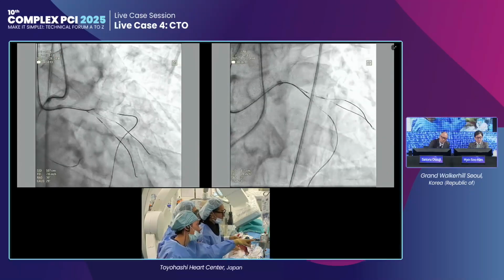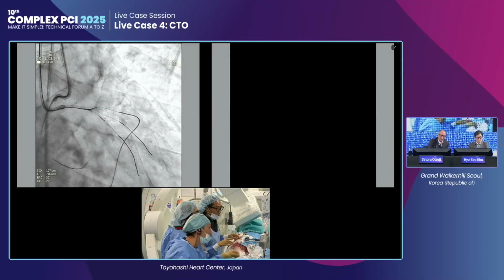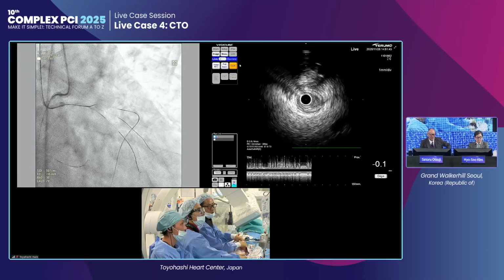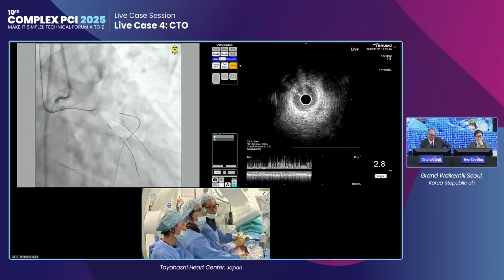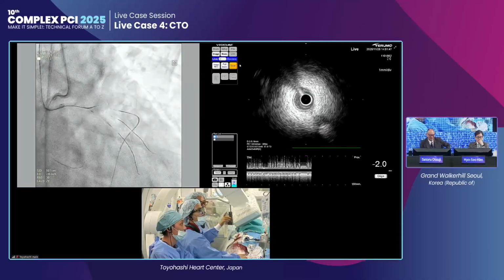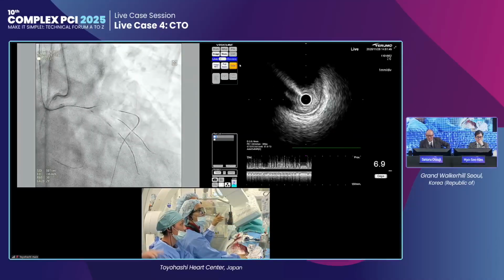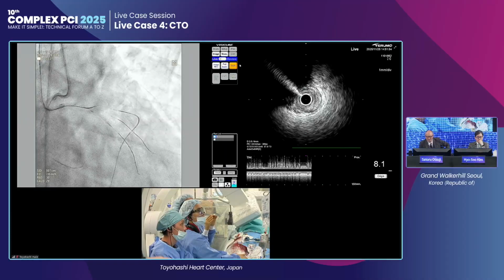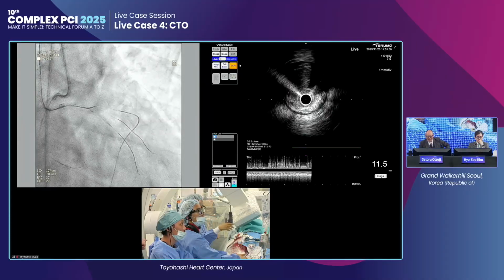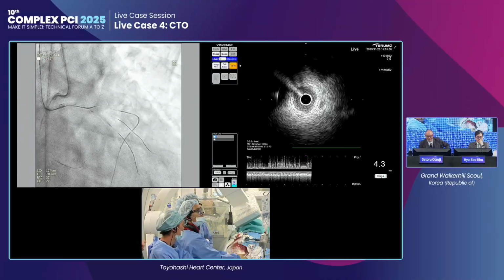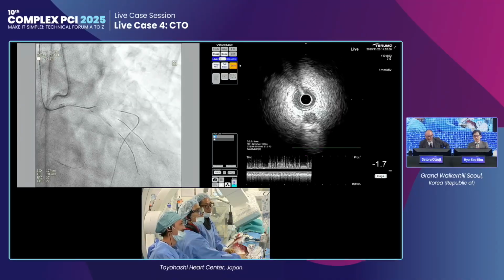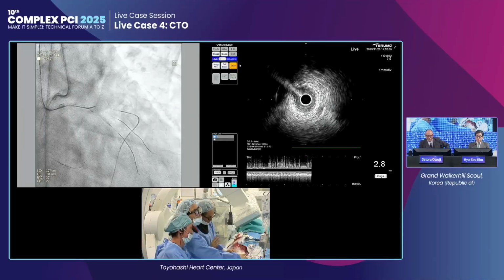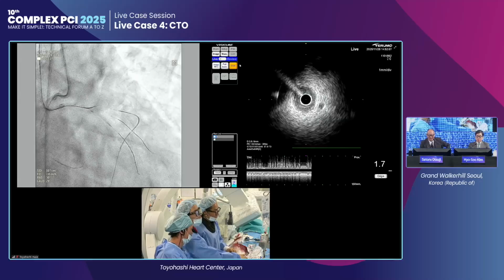If it is the same, I cannot differentiate the first and the second diagonal. But by the IVUS, can you see IVUS? Okay. Yeah, if the guide wire is the same one, you can see two wires. But in this area, we cannot see two guide wires. Right, that's right. So this is a completely different one. I see.